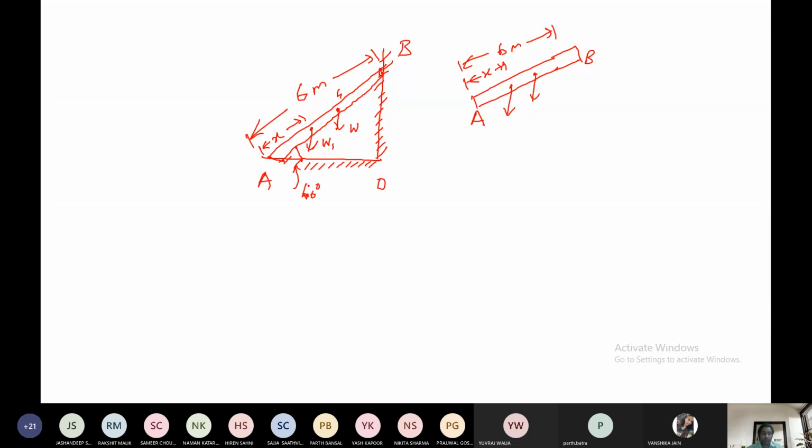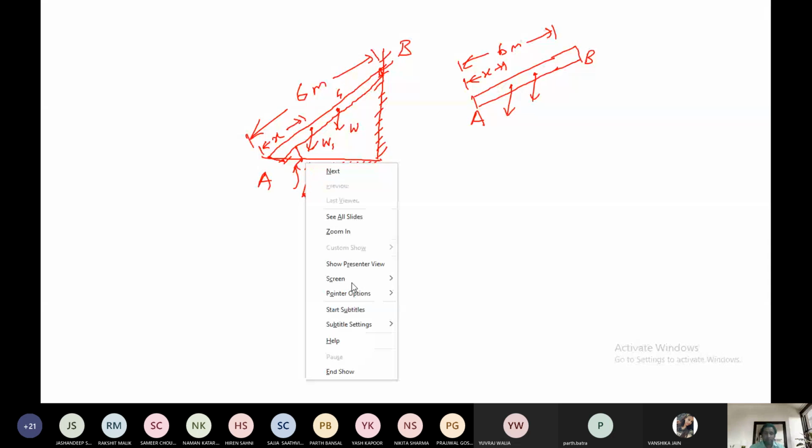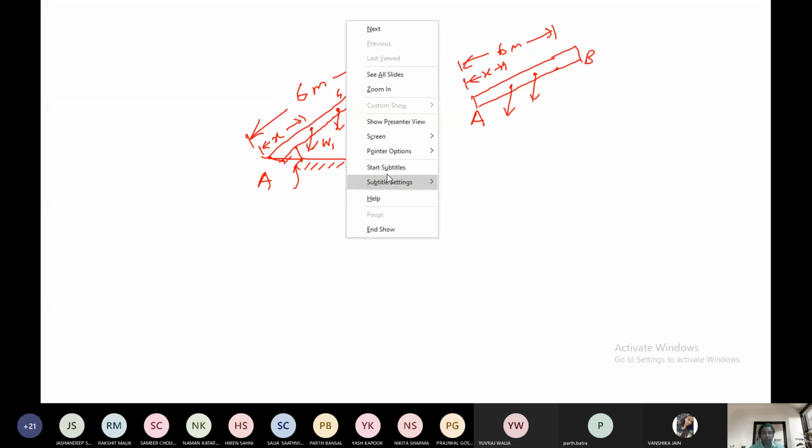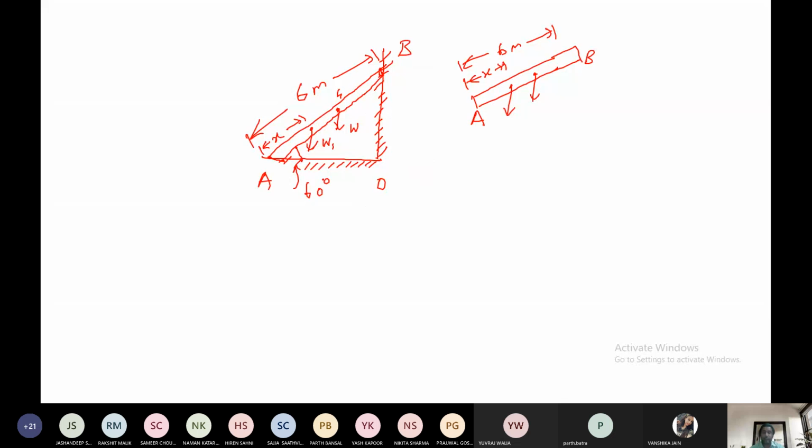At what distance from the lower end of the ladder should a man having weight 800 Newton climb before the slipping of the ladder starts? Full stop. The coefficient of friction between the contact surfaces is 0.2. So this is the question. Should I repeat the question? Is it clear to you, or have you completed the problem statement?